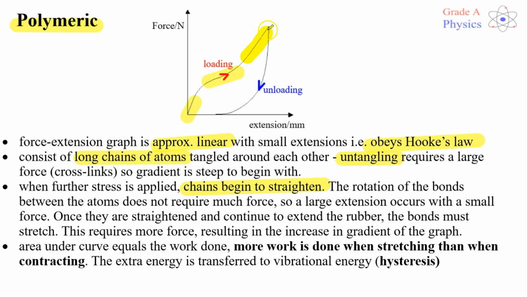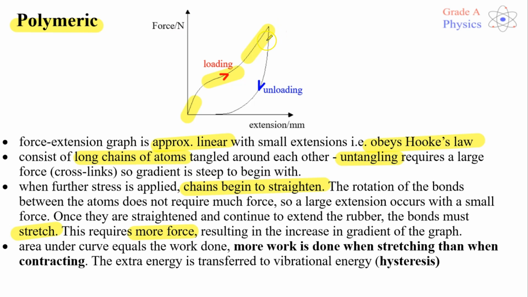And then we have the chains fully extended, and that's quite difficult. We're stretching the chains themselves. This requires more force, so once again we have a steeper gradient. So we have difficult to stretch, easy to stretch, and then difficult to stretch. And we end up with this particular curve, which is referred to as an S-shaped curve, which probably does not look like an S, but that's what it's called.